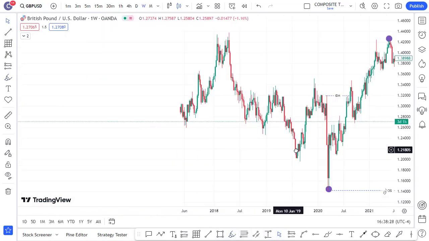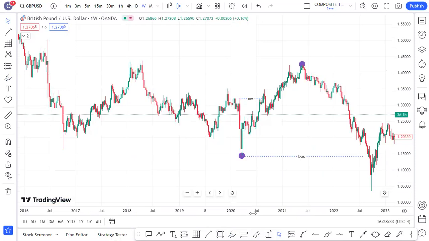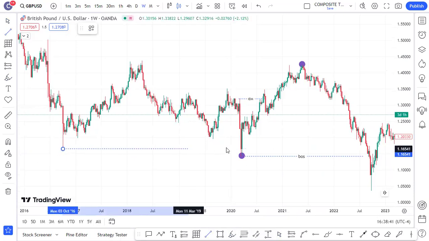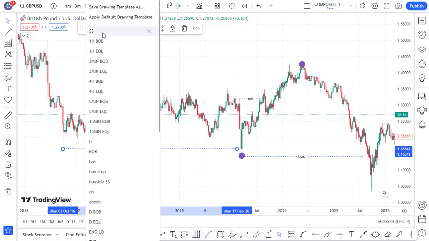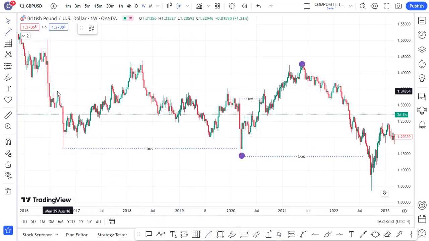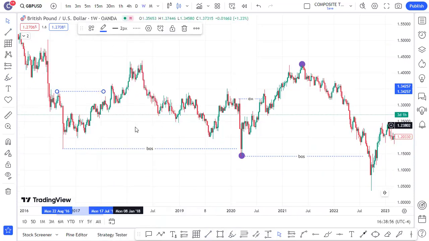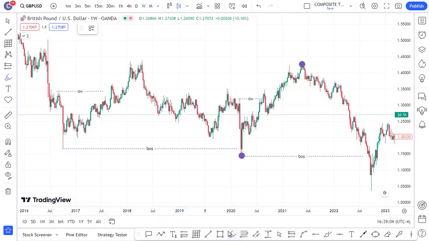If we check back here, we can see previously the price was still bearish, because this was the last liquidity here. This was the last breakout structure, the BOS. Was this BOS valid? Yes, because of this inducement right there. So this was a low, this is our low, and this is our high.